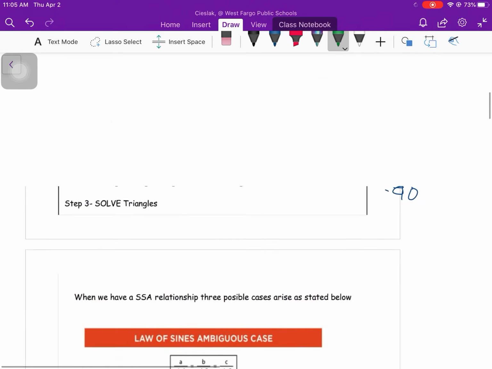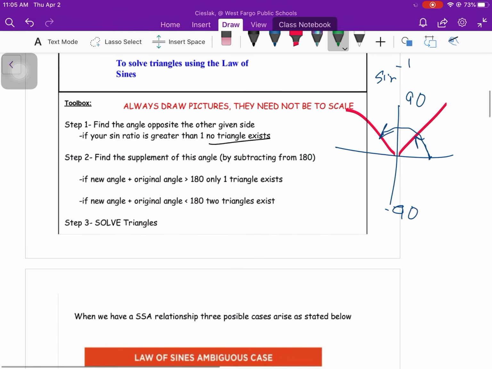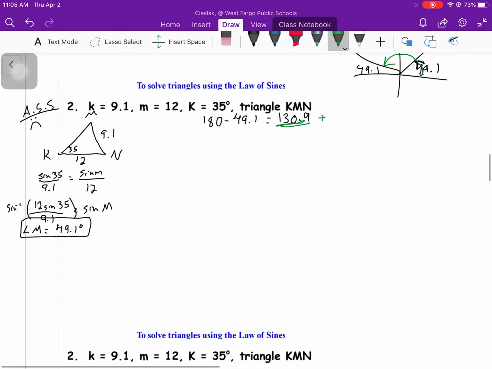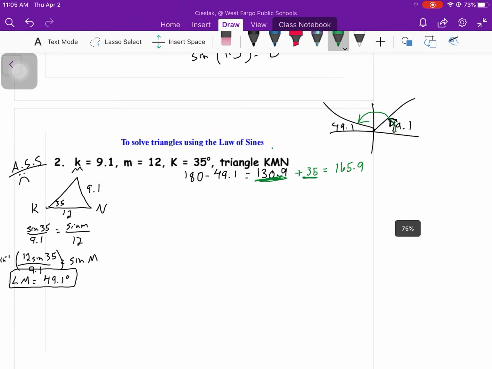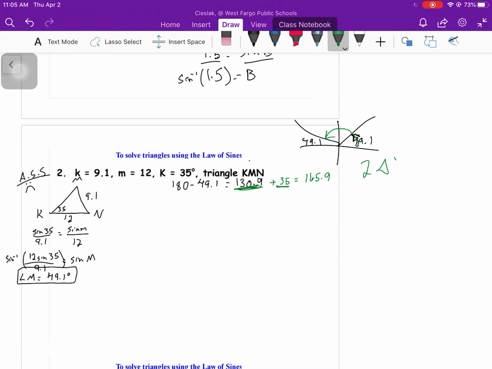And the way that we go about that is if you look at your steps, add on your original angle, and then we have two separate possibilities. So I got 180 minus 49.1 give me 130.9. I'm going to go plus 35, and that's going to give me 165.9. Okay, which means this would be one of my angles. This would be a second angle, and the question now becomes, do I have enough left over to make a third angle? And the answer is yes, because there are 180 degrees in a triangle with those three angles. Okay, so this is our scenario where there are going to be two triangles that exist.